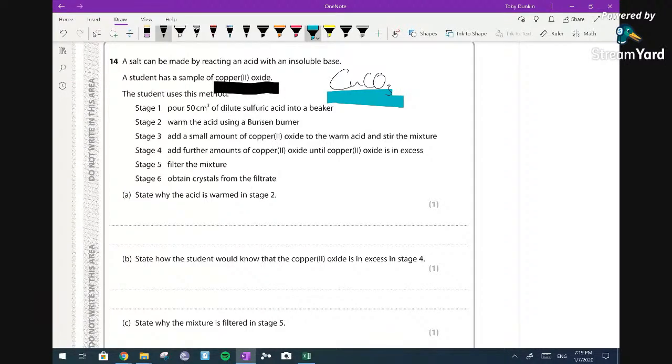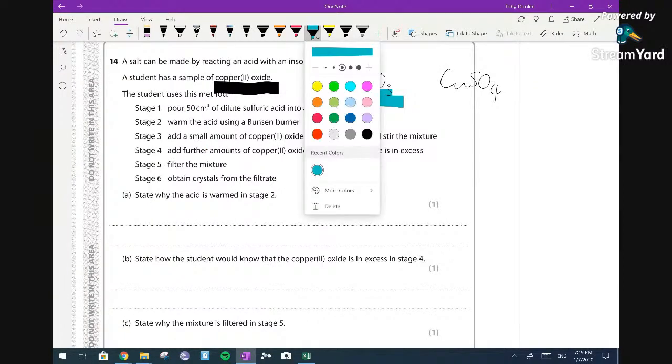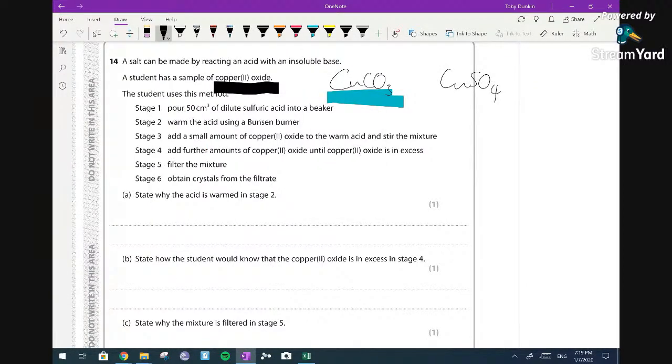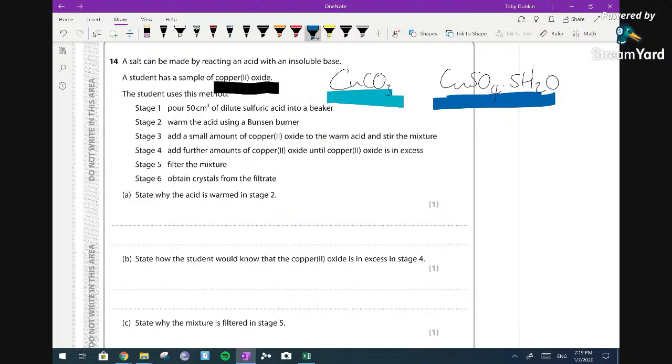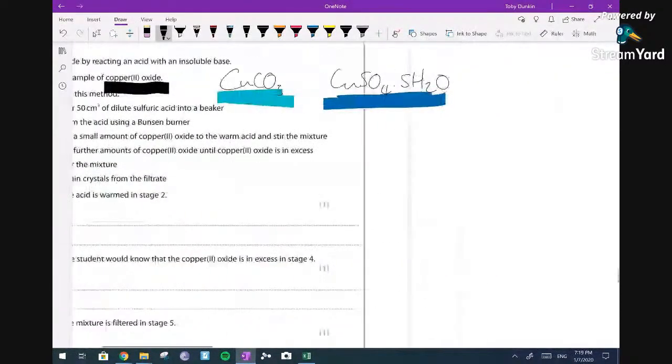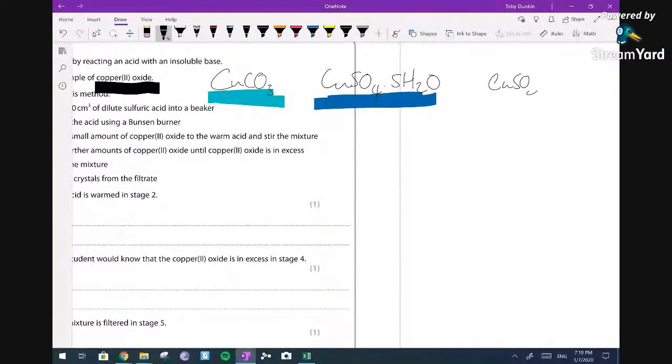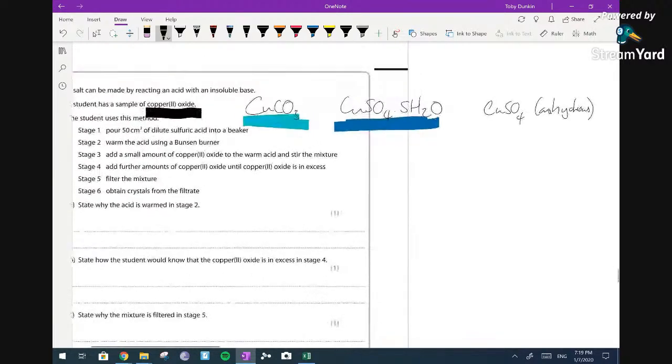Copper sulfate, on the other hand, CuSO4, if it is hydrated, so CuSO4.5H2O, that's blue. But anhydrous copper sulfate, CuSO4 anhydrous, meaning no water, is white. It's also the test for water, just so you know. It's nice just to mention it.